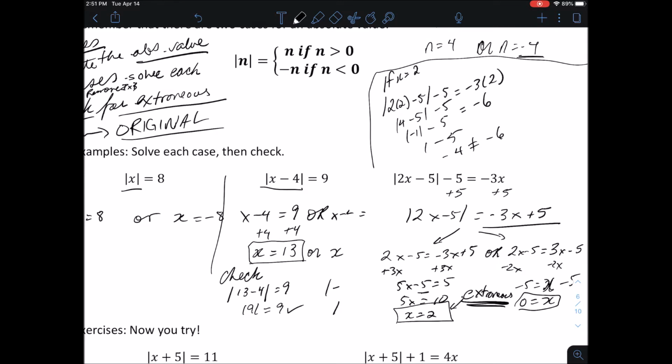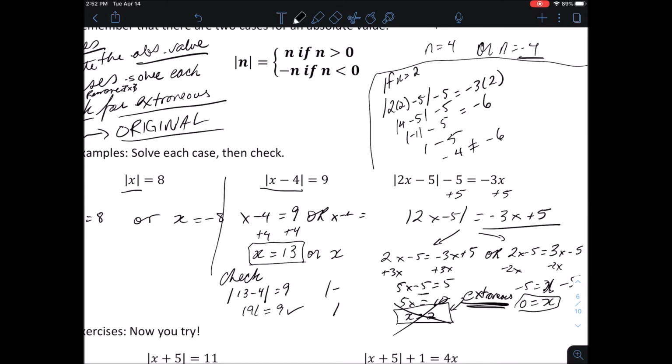So this is extraneous. Do you remember that word from before? So this is not an answer. And now I'm going to do the same check, but if x is 0.